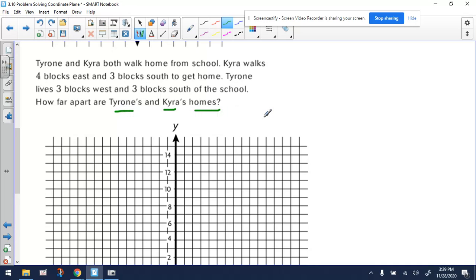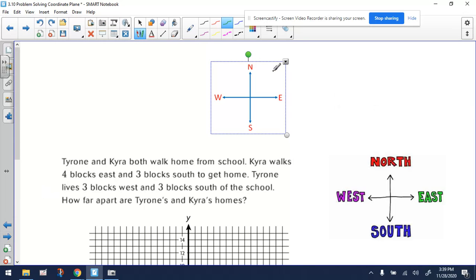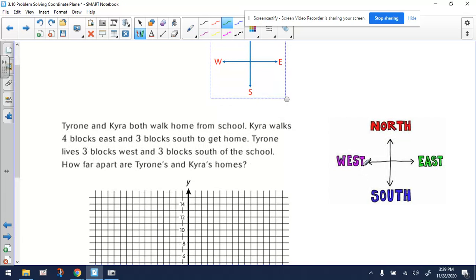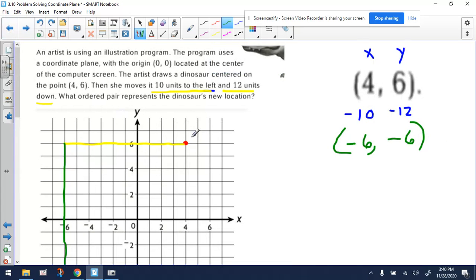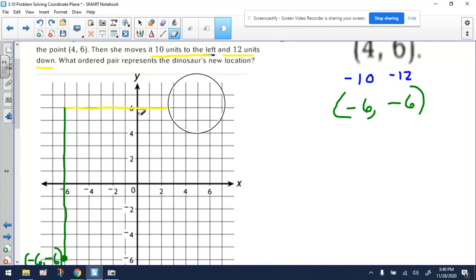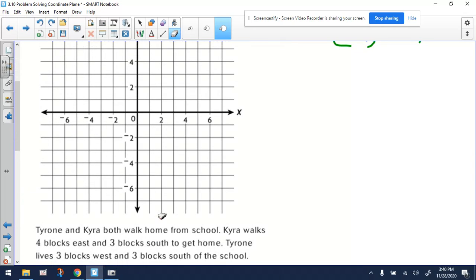All right, so we have a couple options here again. Let's make sure we first understand the idea that north and south, up, down, right? That's the y-axis. West, east would be the x-axis. So we have a couple options. If we're going to plot this on a coordinate plane, I think I like this one better. Maybe we'll use this one because it's a little bit bigger. It's easier to read.